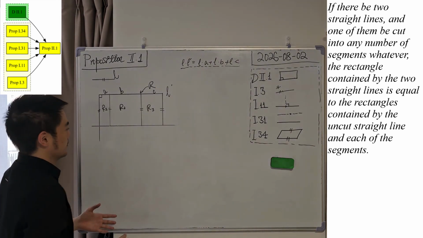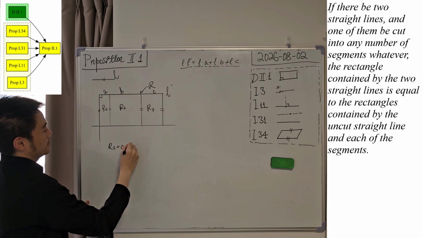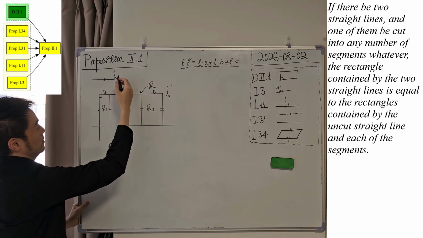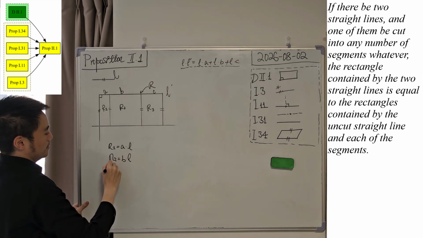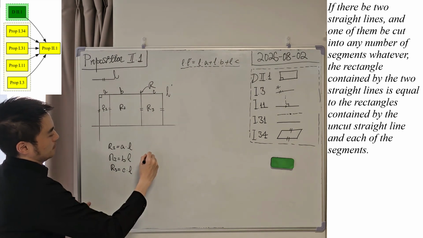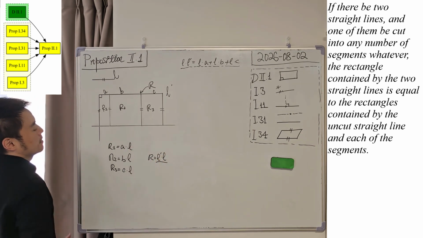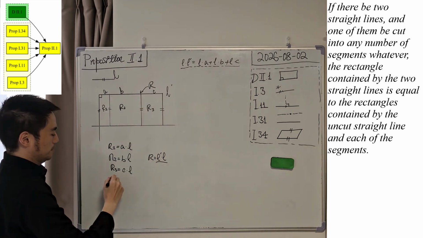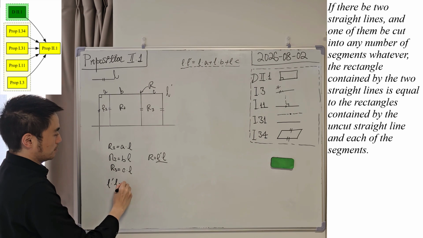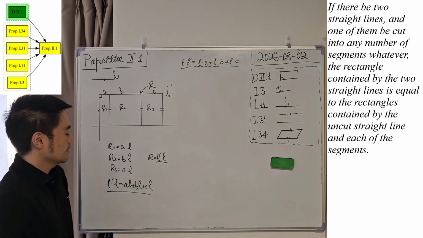So simply we can conclude from this diagram that R1 equals A times L, which is the straight line by the segment, okay? R2 equals B times L. R3 equals C times L, okay? And the whole rectangle equals L prime by L, correct? And if we have a look at this image, we'll know that the sum of these three rectangles will be equal to the whole rectangle, which means it equals to, and this proves our proposition, okay?